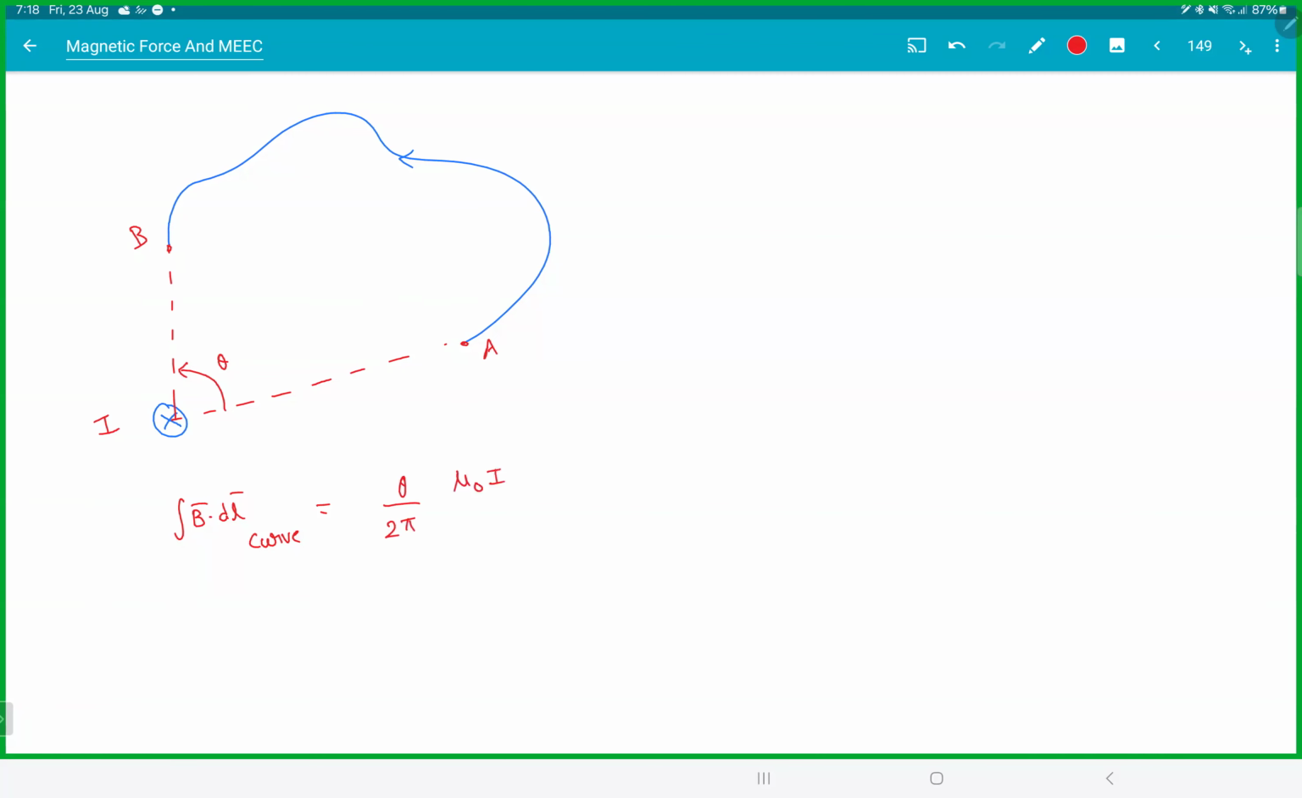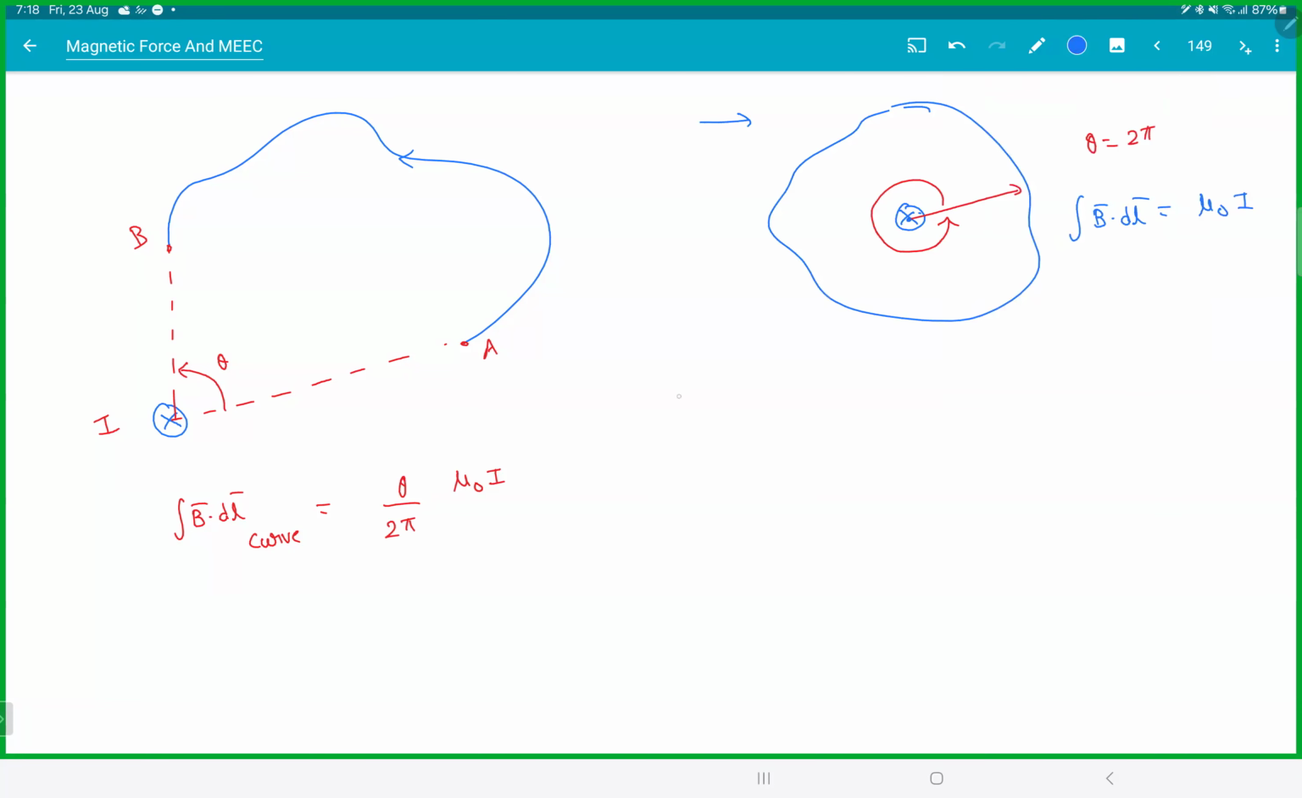If this was a closed loop, remember the angle is rotating like this full. In this case, theta would be 2 pi. And then it will become integral B dot dl over a closed loop is that formula, mu naught I. So we derived this with Biot-Savart's law.